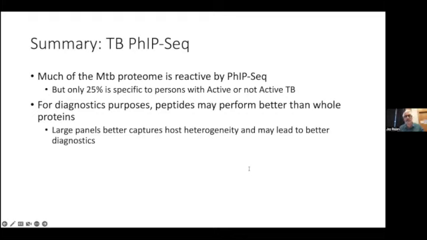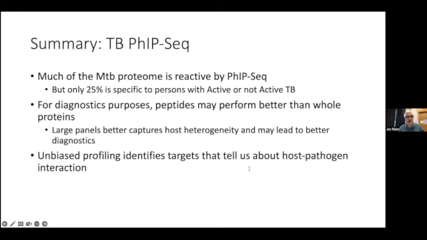One thing I really believe is that for serological diagnostics, we need to expand our minds and not be thinking about just small sets of antigens. Host responses are highly variable. And so I think large antigen panels are going to capture that heterogeneity and may ultimately lead to better diagnostic performance. And there are ways to make that actionable. And frankly, this platform is a great way to do so. And last but not least, I think the unbiased profiling approach identifies targets that are telling us something about the pathogen interaction.